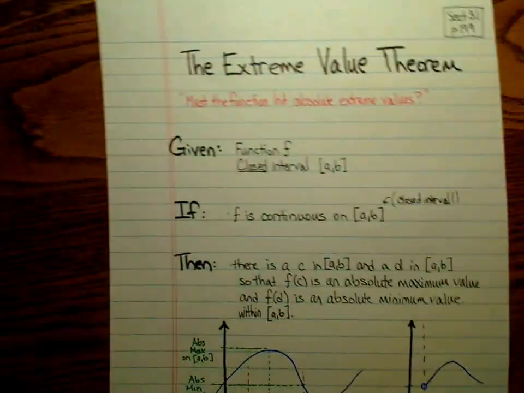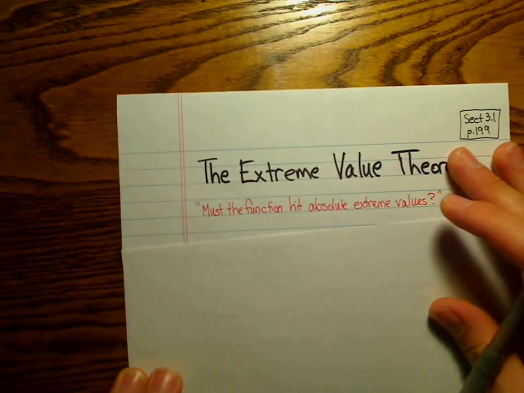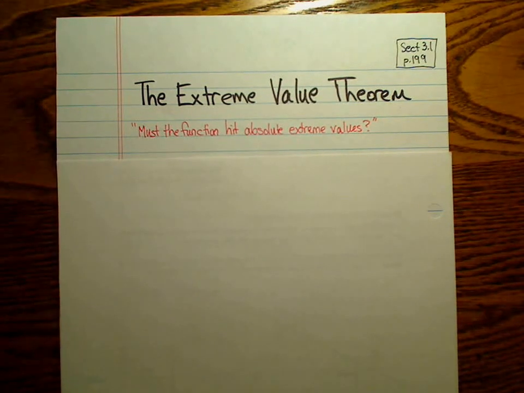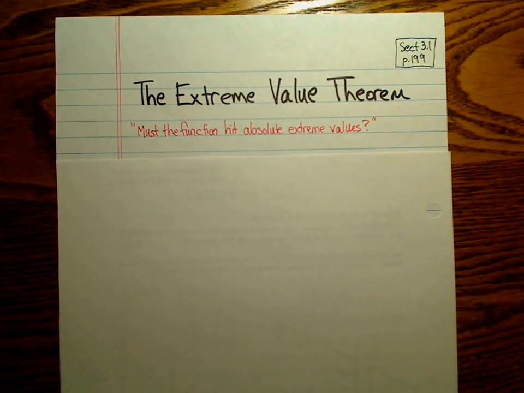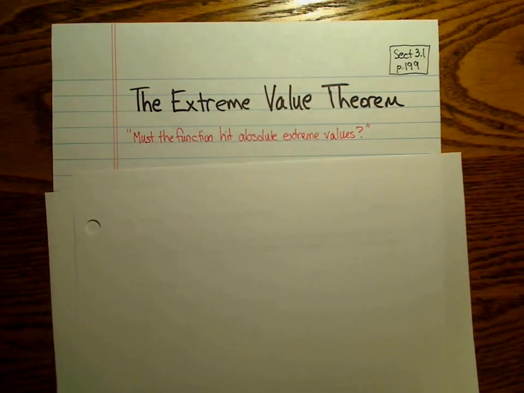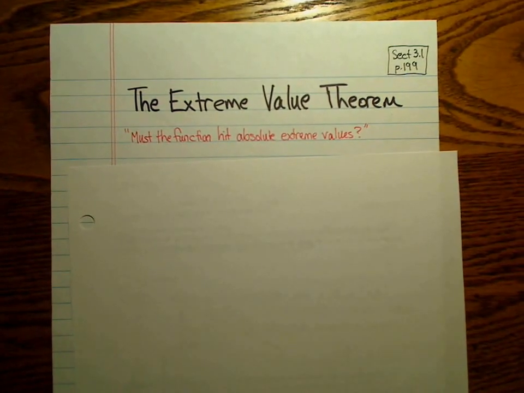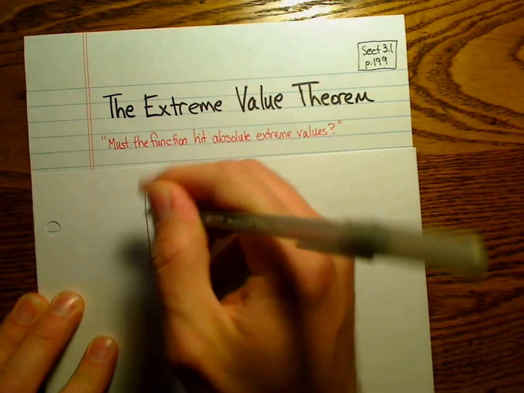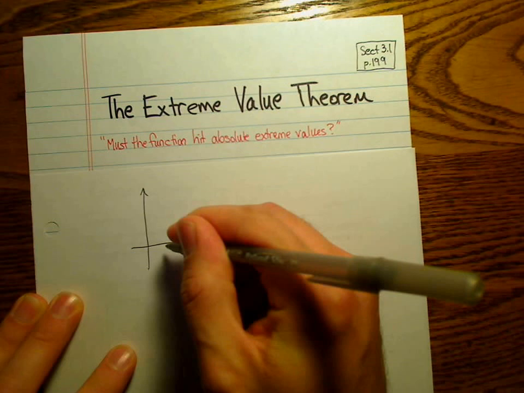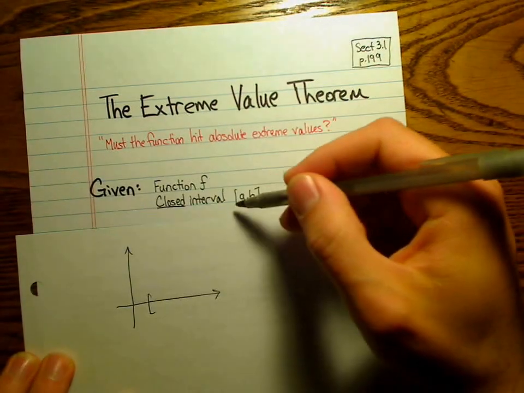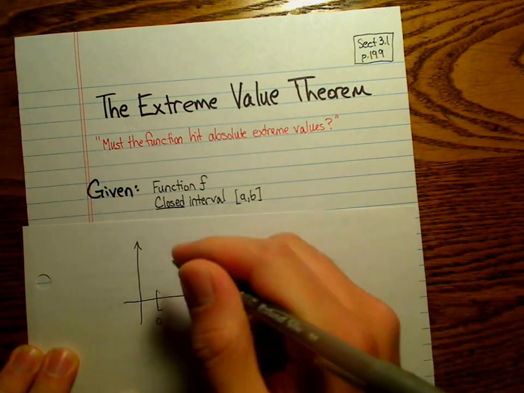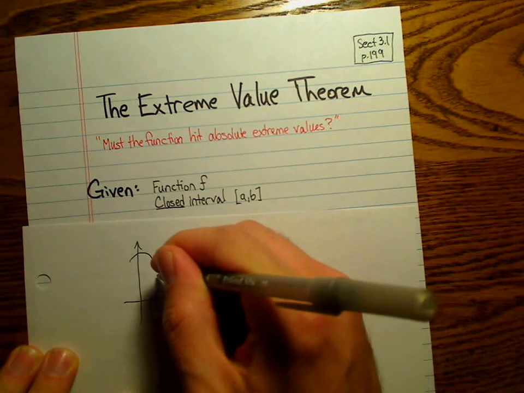Next up, I want to take a look at the extreme value theorem, which shows up in 3.1. It's about extreme values, minima and maxima. So must that function hit absolute extreme values, or when can we be sure that it does? Because maybe the function hits it, and maybe it doesn't. So we're going to be given a function f in a closed interval a, b. So from a to b, and say our function goes like that.